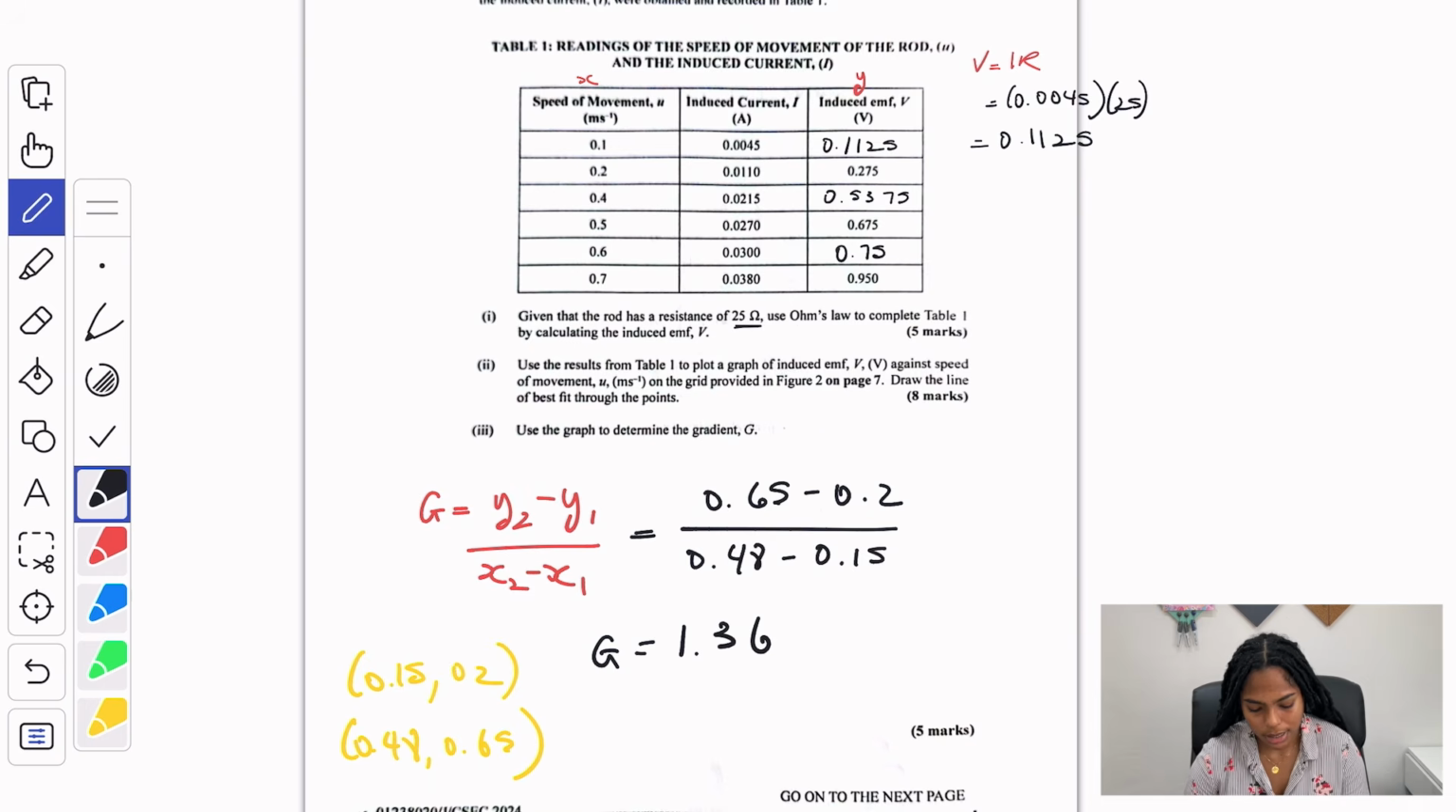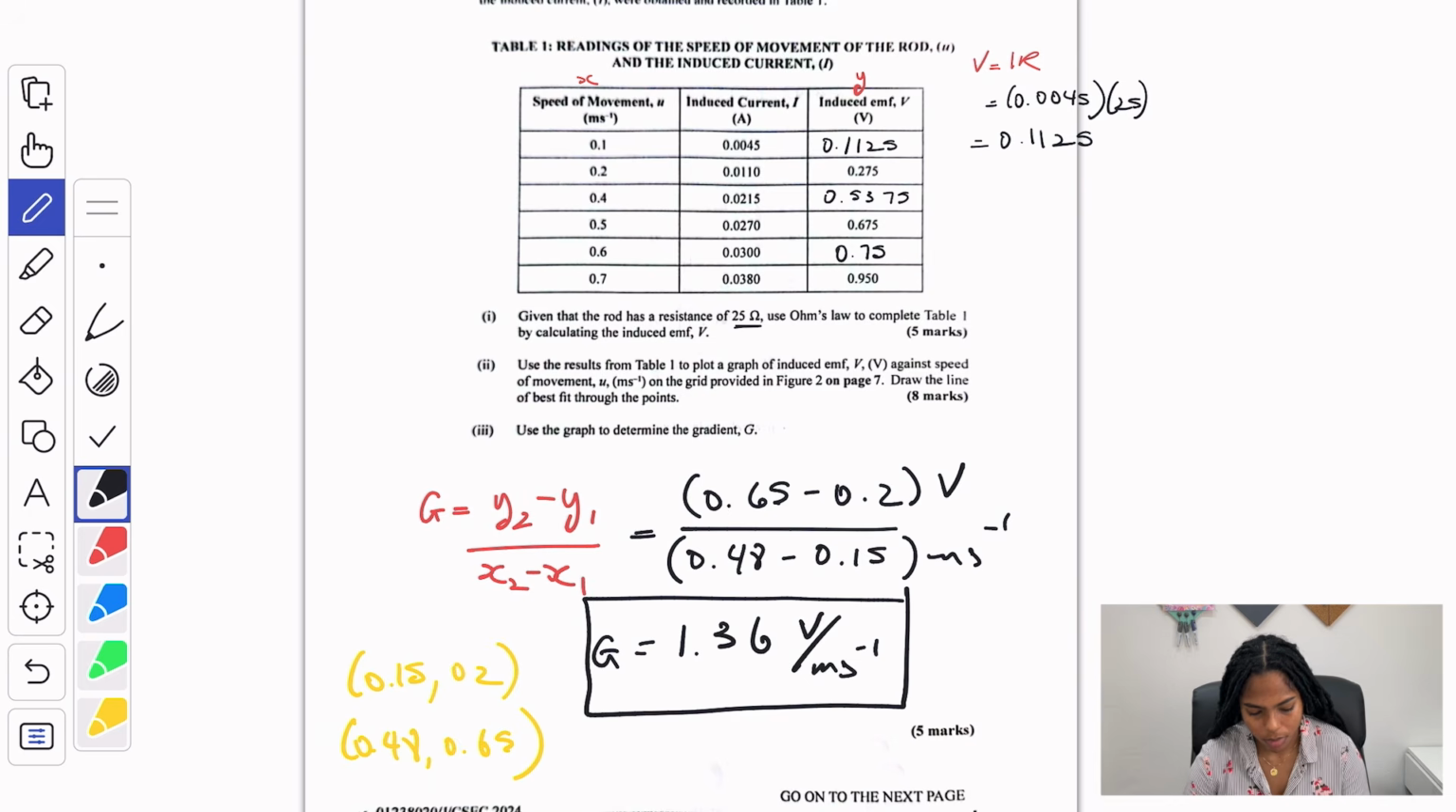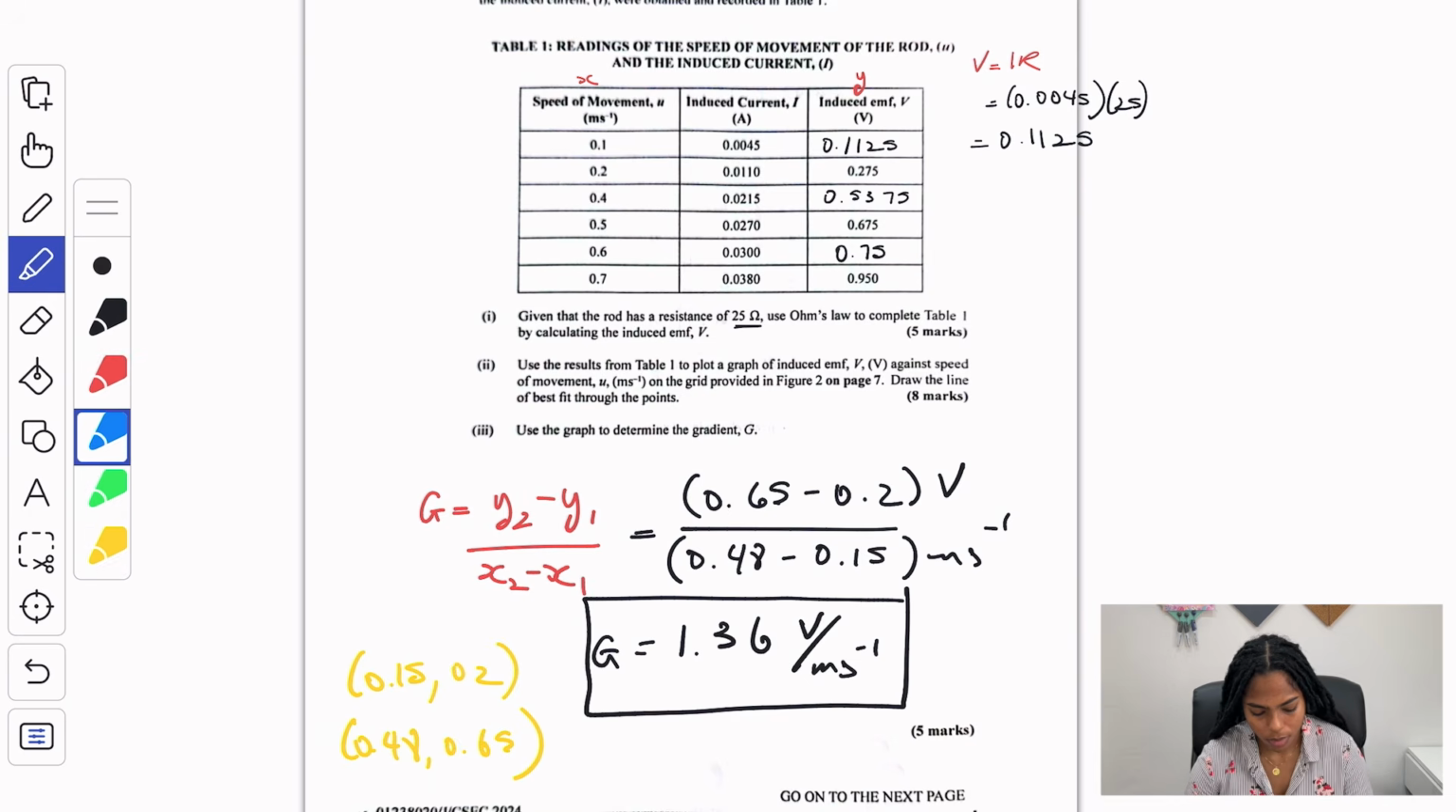On my y-axis I had voltage, and on my x-axis I had meters per second. So technically this is volts per meter per second. And that's my gradient.